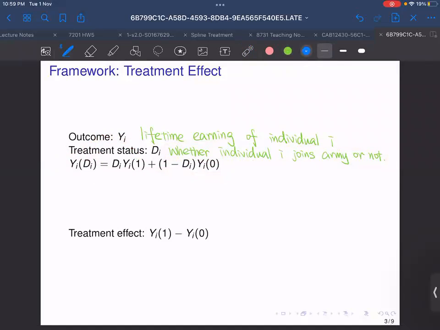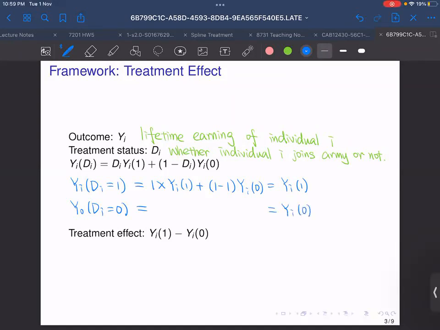And this right-hand expression is equivalent to the left-hand side notation. Why? If di is 1, meaning that individual i actually joins the army, then yi(di) with di equal to 1 gives us 1 times yi1 plus (1 minus 1) times yi0. And that is exactly yi1, right? And when di is 0, I think I can leave it as an exercise for yourself. It will be yi0 on the right-hand side as well. So these two definitions are equivalent.